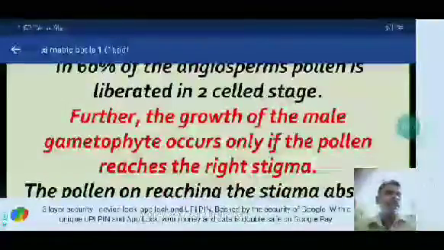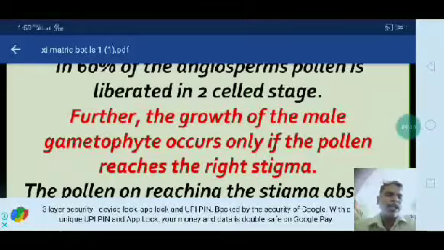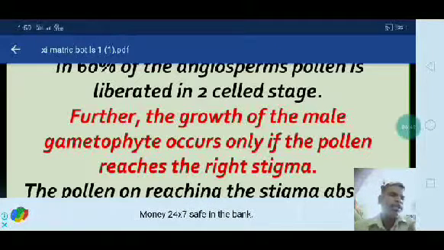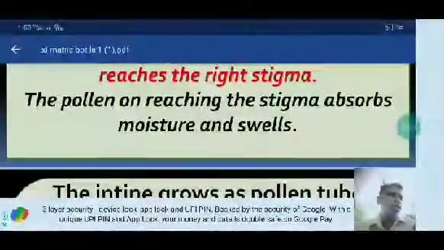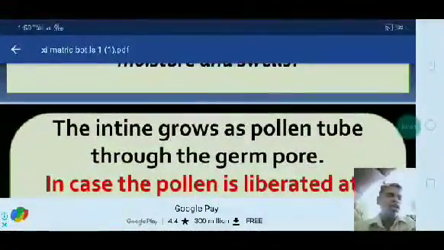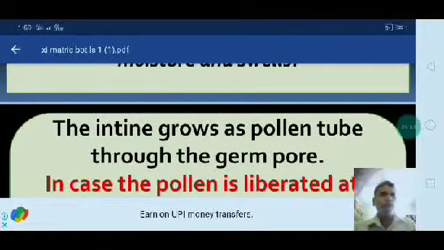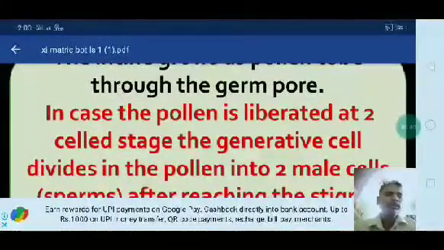Further growth of the male gametophyte occurs only if the pollen reaches the right stigma. It is deposited on the stigma region, and then it produces a pollen tube. The pollen on reaching the stigma absorbs moisture and swells. The intine grows as a pollen tube through the germ pore.